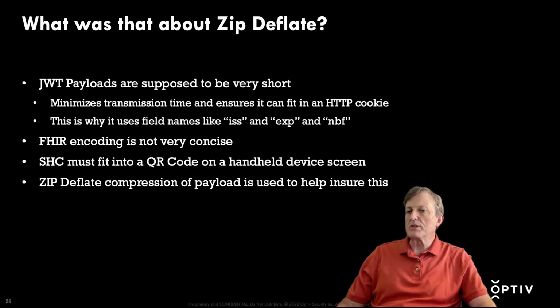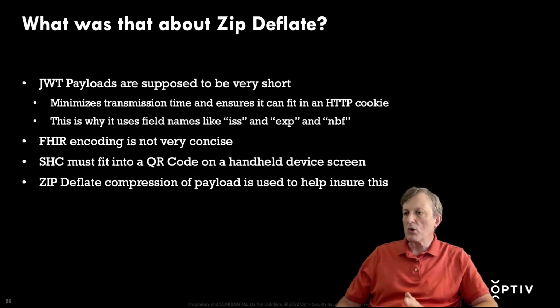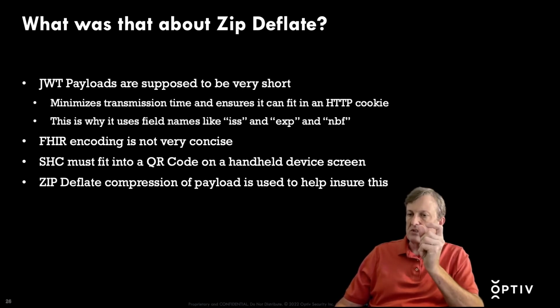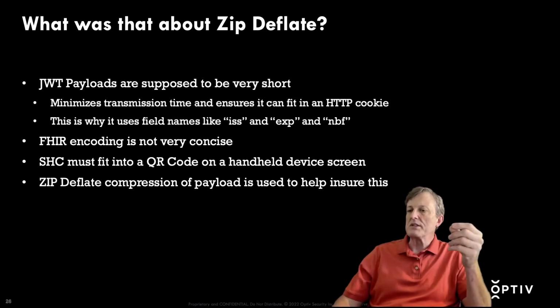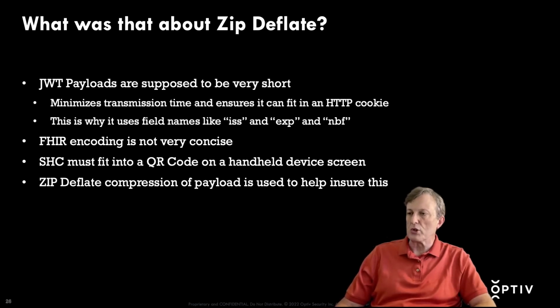The reason for the Zip Deflate is, as you know, JWTs are intended to be very short because you're often going to put them in an HTTP cookie. You're going to transmit them back and forth constantly. You don't want them to be gigantic. So that's why we use little tiny field names like ISS and EXP and NBF. If you like expressive variable names, that's super annoying. But there's a reason for it, which is we want to keep the JWT short.